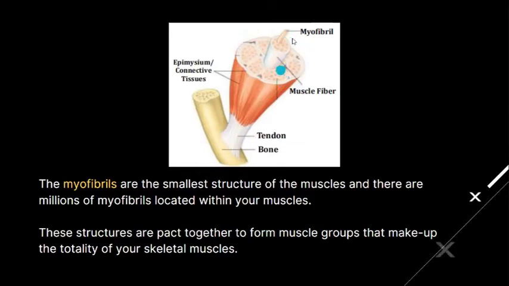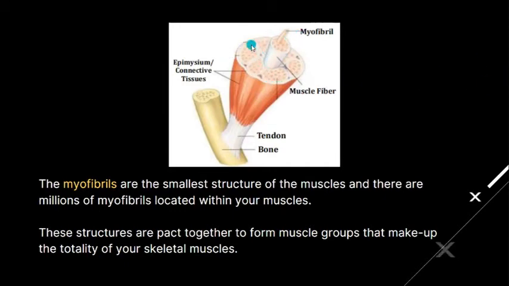So this is just one muscle. Let's say this is your legs. That's just the legs, and we still have other muscles in our body. So just imagine how many myofibrils we have in our body. That is why we have millions of myofibrils located within our muscles. And these structures are packed together to form muscle groups that make up the totality of your skeletal muscle. So they are grouped, and when grouped, as you can see, they are attached to each other.